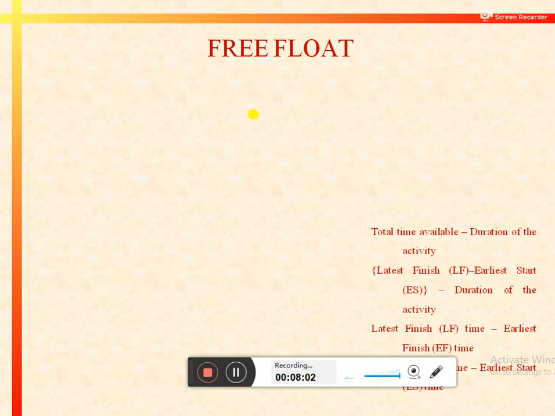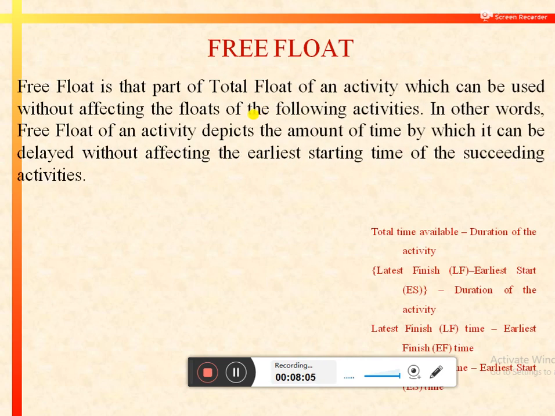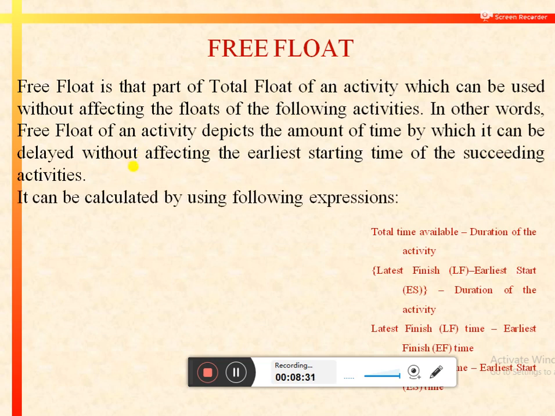Now we will discuss the concept of free float. Free float is that part of total float of an activity which can be used without affecting the floats of the following activities or the successor activities. In other words, free float of an activity depicts the amount of time by which it can be delayed without affecting the earliest starting time of the succeeding activities or the following activities.